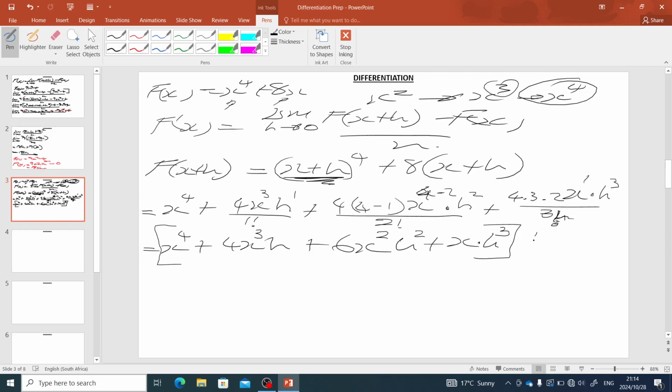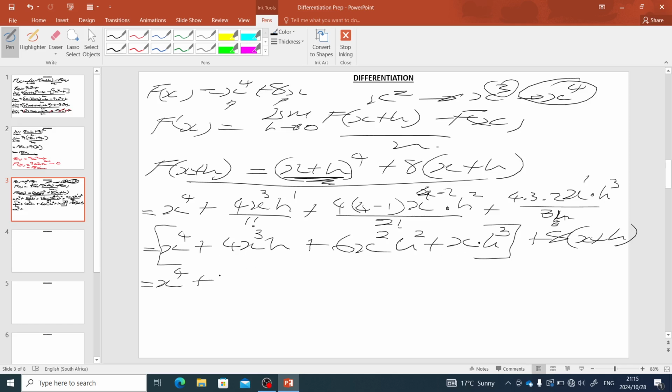It will be plus, remember I said I will be expanding this term here, then it will be plus 8 open bracket x plus h. Okay, I think it is easier working it separately this way. It is easy working it in this manner. Now we are then having x to the power 4 plus, are there any like terms to be added here?